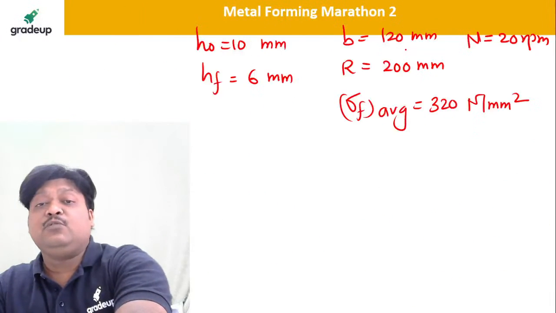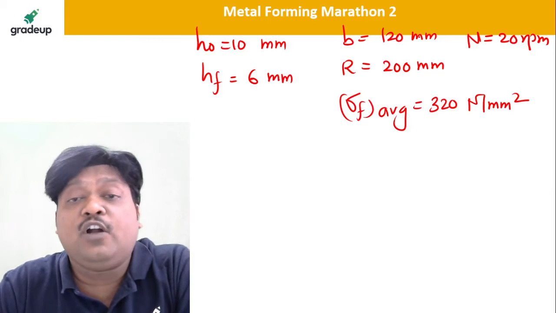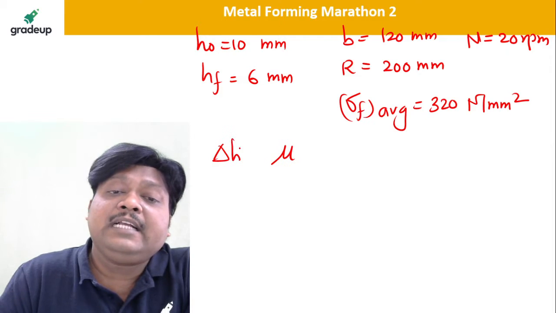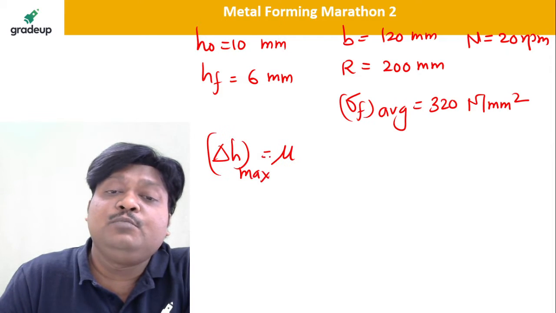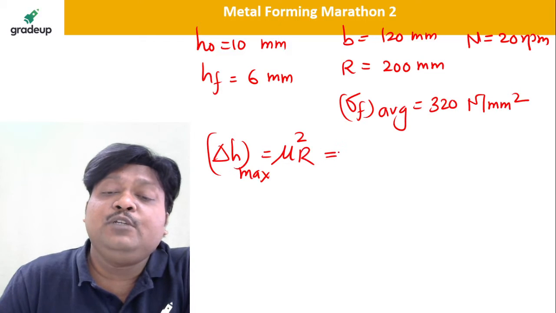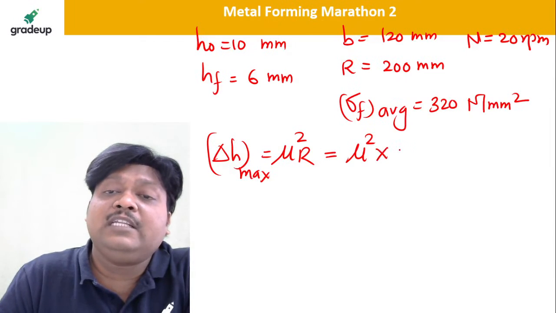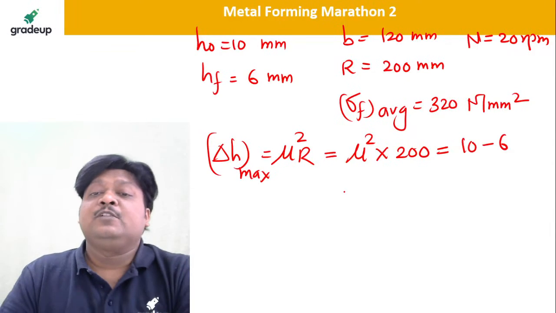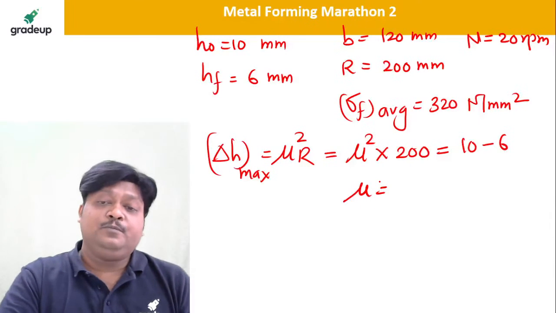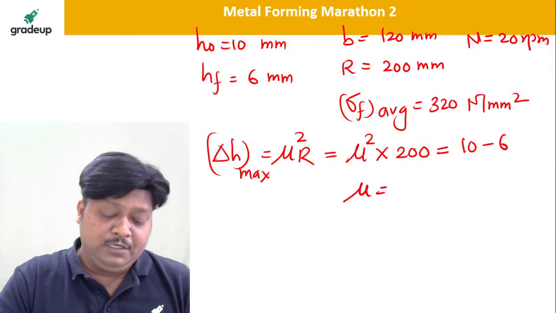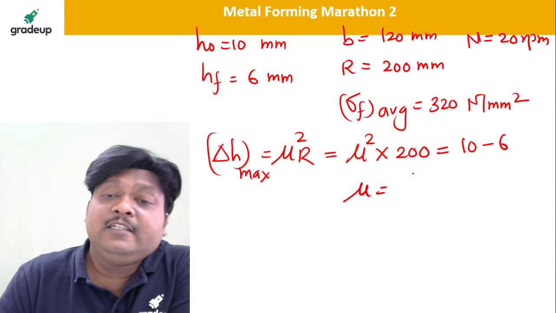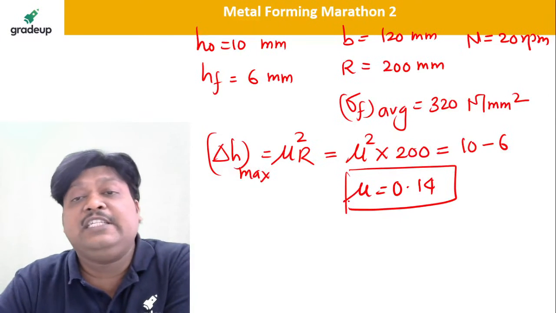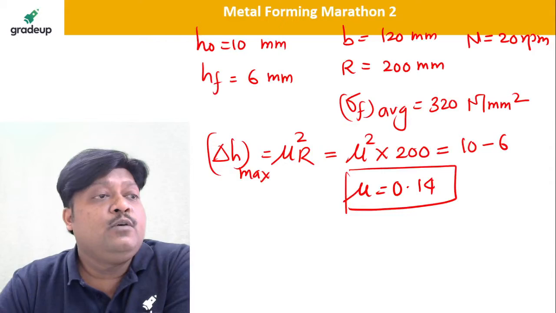Now to calculate the roll separating force, I need to calculate what? The coefficient of friction. So delta H max, I know how to calculate it, is equal to mu square times R. Mu is unknown, R is how much? 200, and delta H maximum is how much? 10 minus 6. So tell me what is the coefficient of friction mu? That will be the root of 4 divided by 200. It will be 0.14. Shall I take this 0.14 as the coefficient of friction?